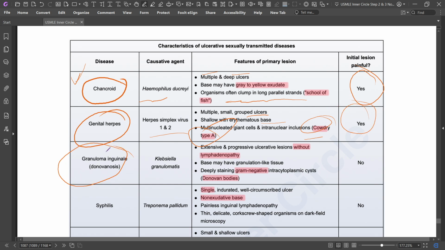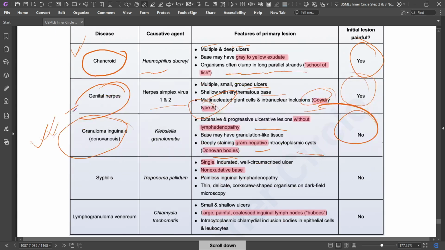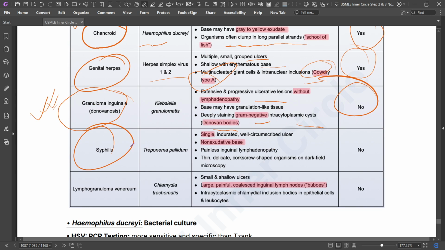Granuloma inguinale, donovanosis: you will get an extensive and progressive ulcerative lesion without lymphadenopathy. Donovanosis does not show lymphadenopathy. There are deeply staining gram-negative intracytoplasmic cysts, Donovan bodies. The initial lesion is not painful. Syphilis is a painless ulcer with painless node, caused by Treponema pallidum.